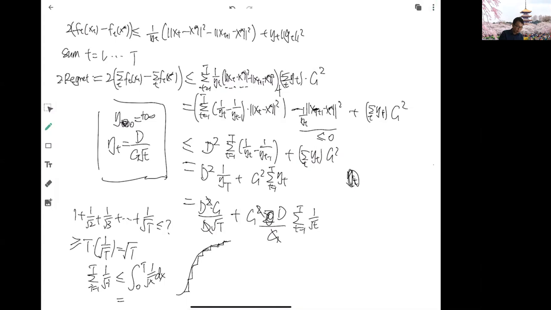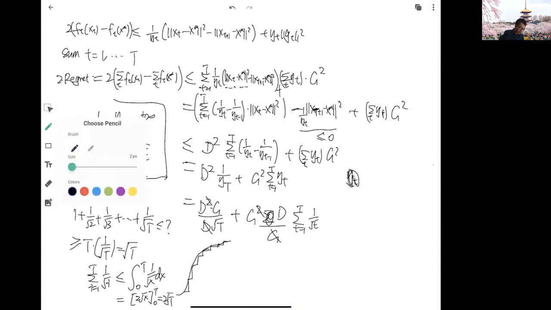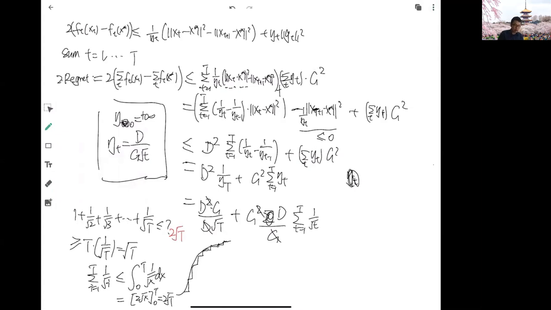By this calculus, this becomes 2 square root of x evaluated from 0 to T, and this gives us 2 times square root of T. So in other words, we have an upper bound of 2 times square root of T, and a lower bound of square root of T. So it is really bounded in between two constants on the order of square root of T.